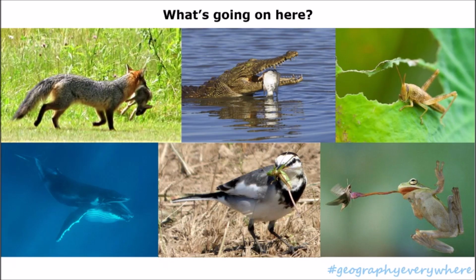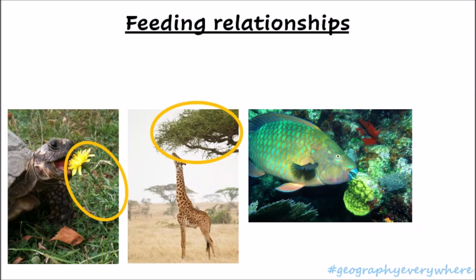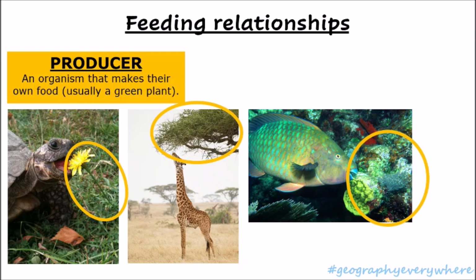So let's start. What's going on here? What does it look like all these animals are doing? Exactly, it looks like they're eating. So look at all of these species that are circled in yellow. What are they? They're all plants. So these are all called producers. A producer is an organism that makes their own food. Usually this is a green plant, like this dandelion or the tree that the giraffe is eating from.